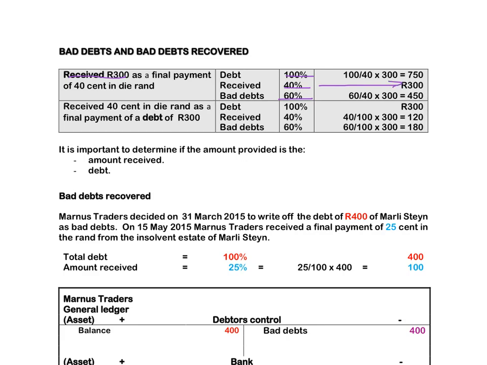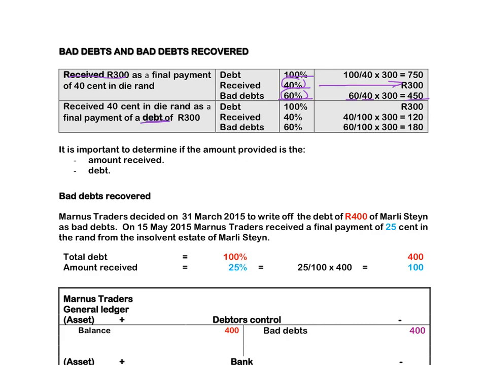If I want to calculate the bad debts, the percentage that I want to calculate, 60, divided by the percentage given, 40, and that will give us 450 Rand. Receive 40 cents in the Rand as a final payment of a debt of 300.